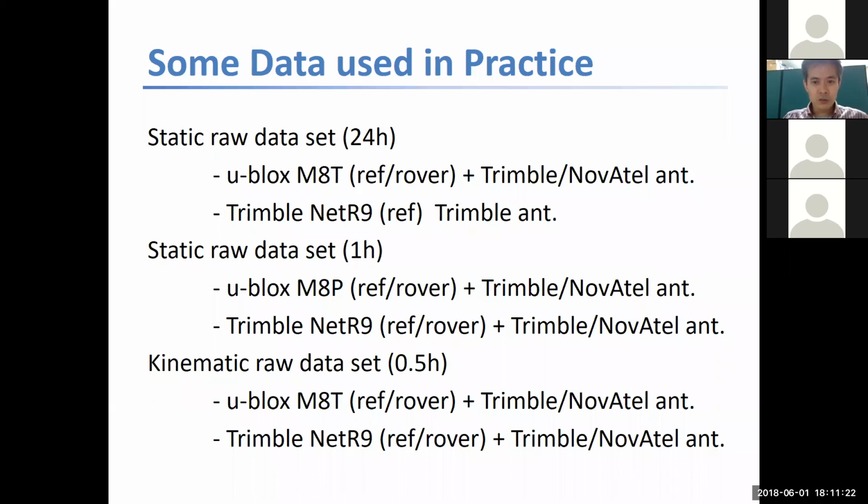For this practice, we prepared three sets of data. First, 24 hours of static raw data at Kaiodai. Kaiodai is where I belong, Tokyo University of Marine Science and Technology. My university is located near Tokyo Station. The second is static raw data using one hour of data, u-blox and Trimble. And finally, kinematic raw data using an automobile, also u-blox and Trimble, for 30 minutes, 0.5 hour.